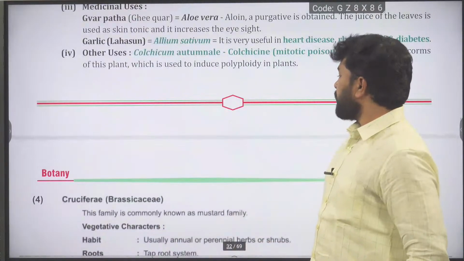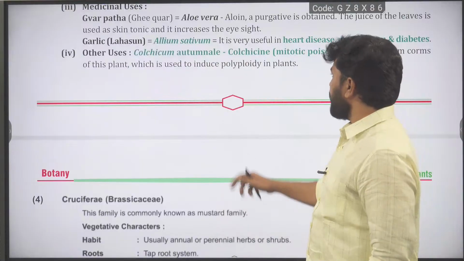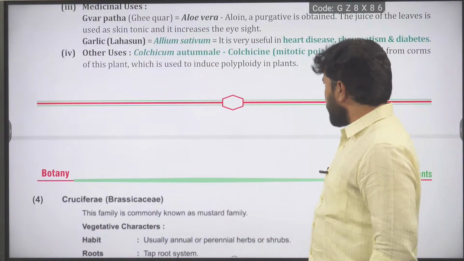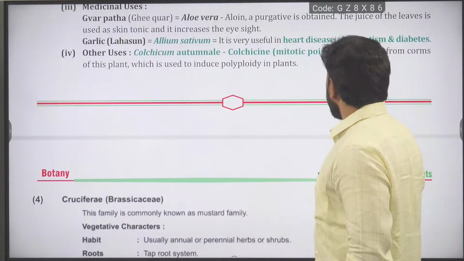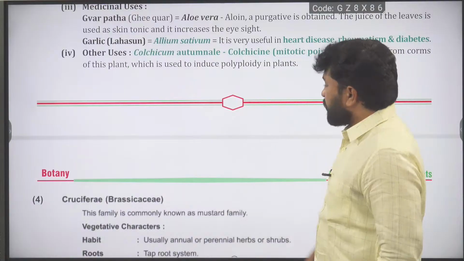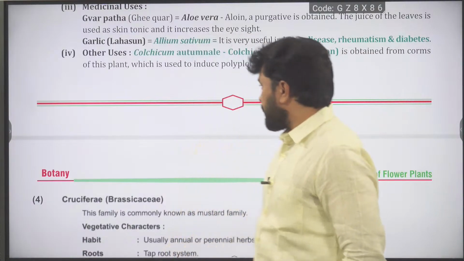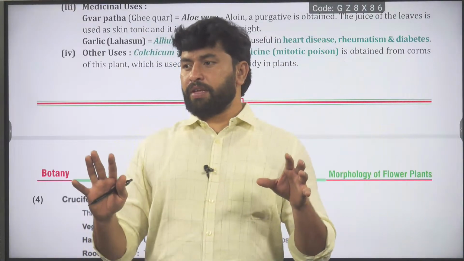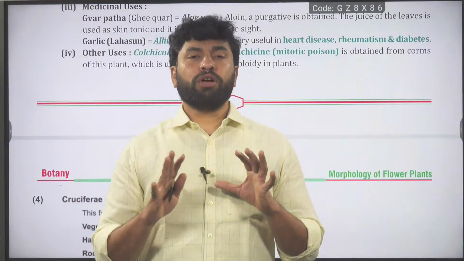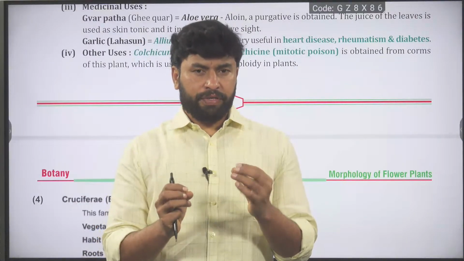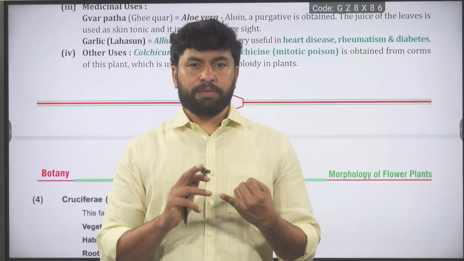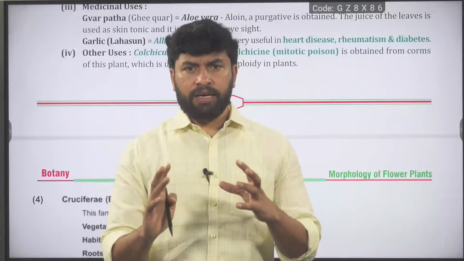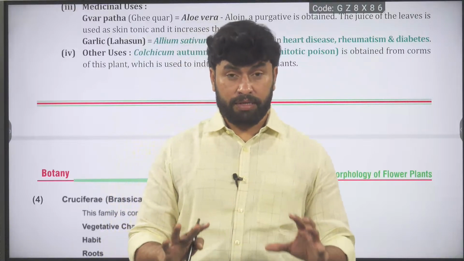Next, another one, Colchicum autumnale. From the corms of Colchicum autumnale we extract a chemical called colchicine, as I have mentioned earlier, and it is used as a mitotic poison, and it is also useful for development of polyploids in plants. These are the contents you need to remember related to family Liliaceae. Careful about it. Liliaceae, monocot family. Special features: they don't have sepals and petals separately, they have perianth, epiphyllous stamens. Floral organs are in threes or multiples of three. Blindly remember this.